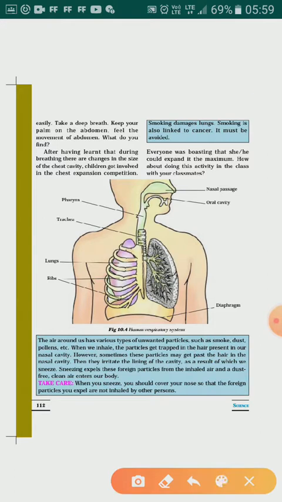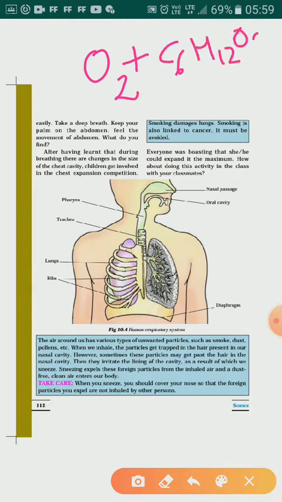The human respiratory system is very important because we need oxygen for respiration. Oxygen helps in burning of food and release of energy. Food is glucose, that is C6H12O6. This is the food, and oxygen helps in burning this food and energy is released.